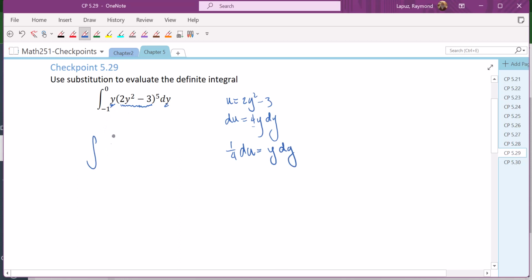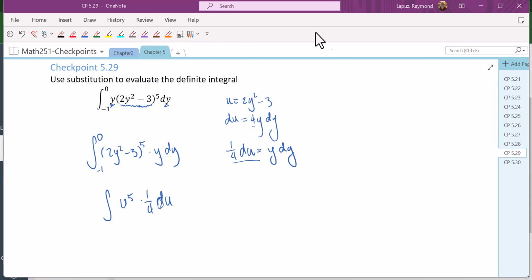Let me just rewrite this as (2y squared minus 3) to the 5th power times y dy. I'll replace y dy with 1/4 du. Notice I haven't addressed the limits yet. We'll get to the limits in a minute. But 2y squared minus 3 is going to be u, so this is u to the 5th, and the y dy is going to be 1/4 du. So the 1/4 can go outside. Let's not worry too much about that right now, but let us focus on the limits.